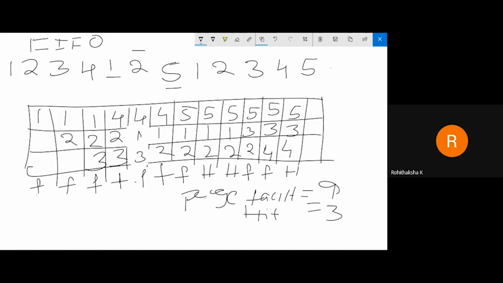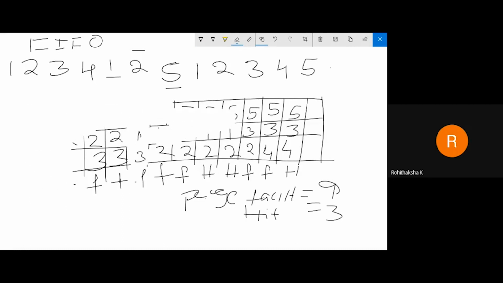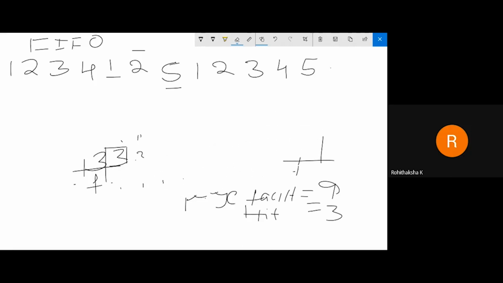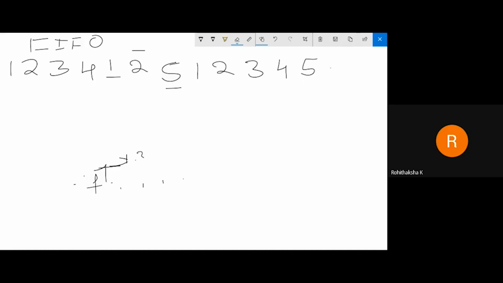Now let us take the same string and substitute the number of frames equal to 4. Okay, so let us understand why he is saying this, that the number of frames increases. In the previous example, the number of page faults was 9. Now let us increase the number of frames.